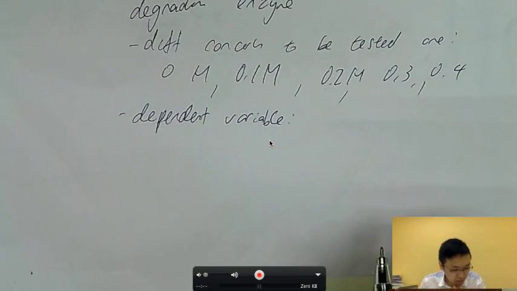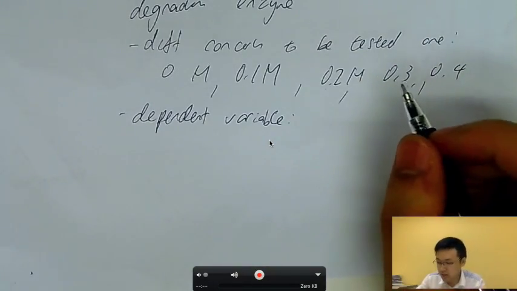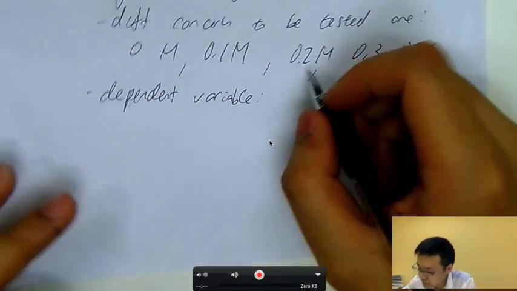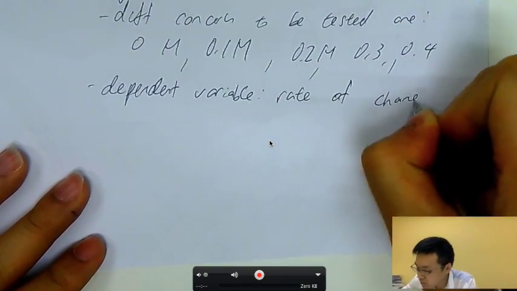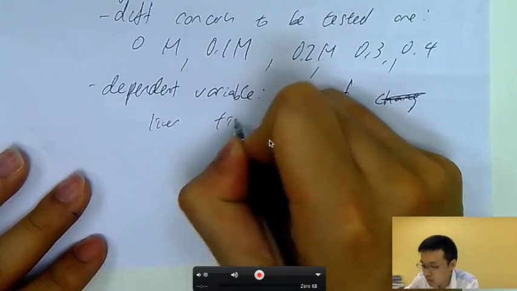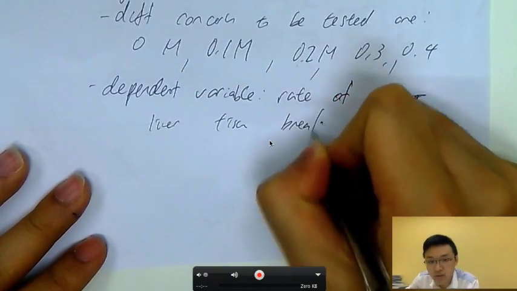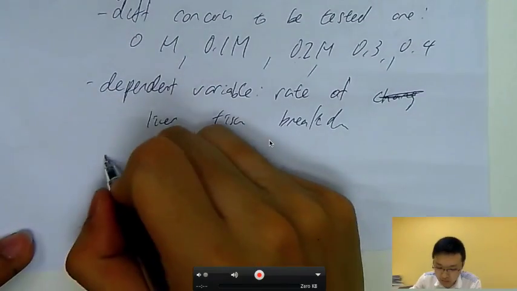So the dependent variable, what is the dependent variable here? What is going to be affected by the concentration of enzyme is the rate of liver tissue breakdown, right? That's obvious, right? Now, let's go to the control variables.